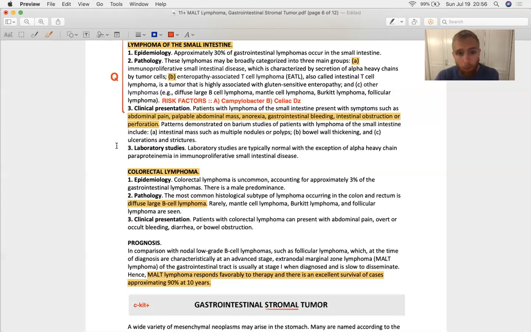Abdominal pain, palpable mass, ding, ding, ding. That's what you're going to get most of the time, because question stems tend to go with how the disease should theoretically present. They're not trying to throw you curveballs. They throw you fastballs on pathology questions. Anorexia, loss of appetite, don't want to eat. GI bleeding, obstruction, perforation.